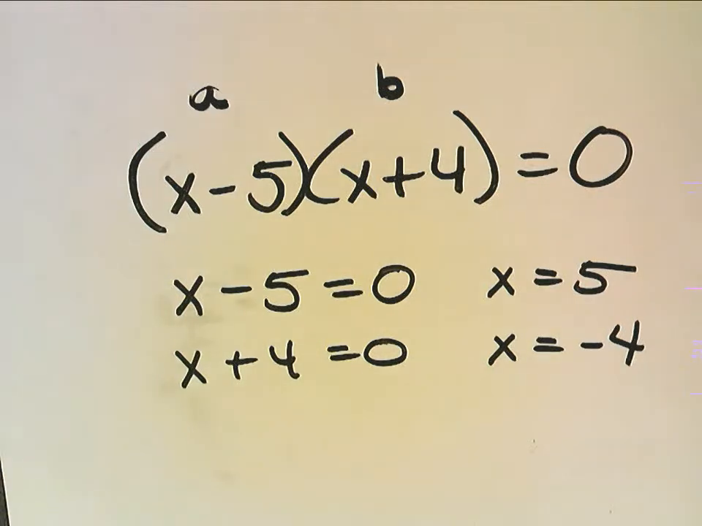Now, let's plug it in and make sure it works. So if x is 5, 5 minus 5 is 0, and 0 times 9 would be 0, so it works. If x is negative 4, this is negative 9 times 0, which is 0, and that works. Right, so when we go to plug it back in, it works. Okay?